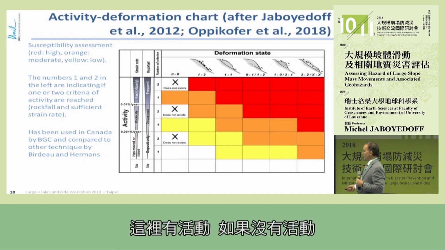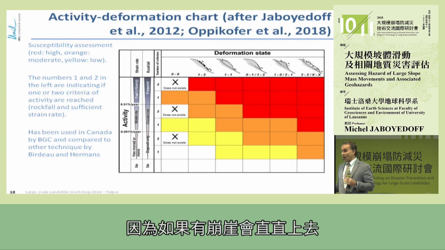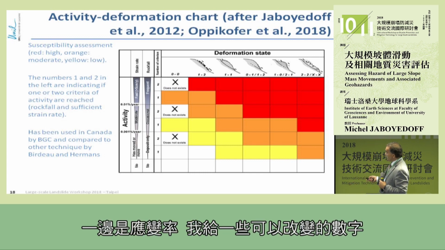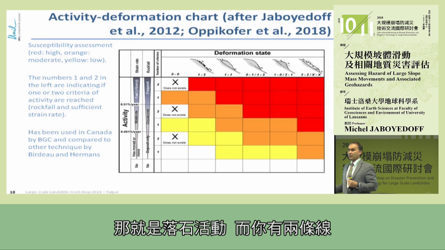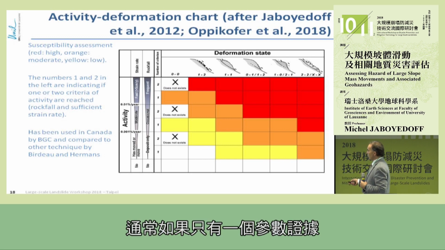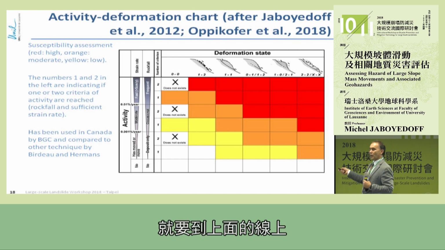And here you have the activity. If there is no activity, then it means that you have almost no movement, even past movement. Because if you have a scar, then you go up straight. So, on one side, you have the strain rate. I gave some numbers that can be changed, which is, you see, 0.01% per year. And you have a second parameter, which is the rockfall activity. And you have two lines. Usually, if you have only one of these parameters as evidence, you will be on that line. Or if you have the two, then you go on the upper line.